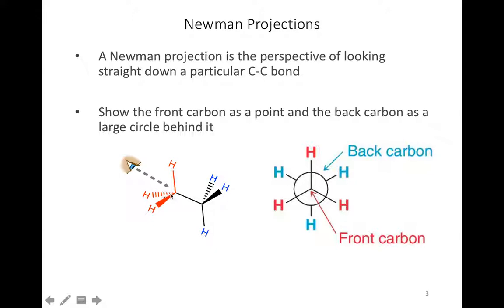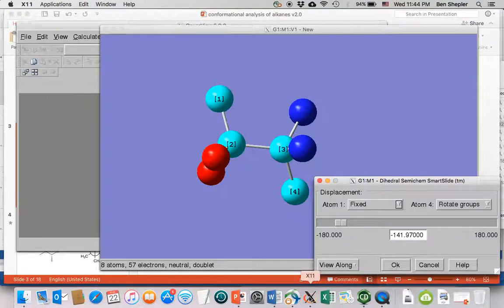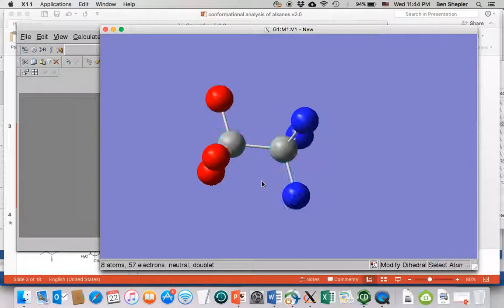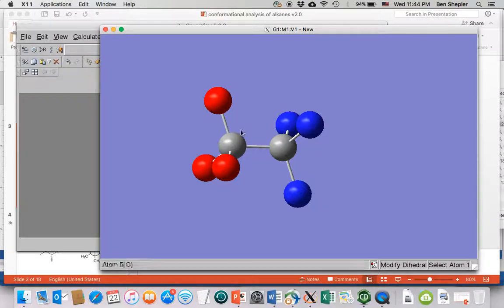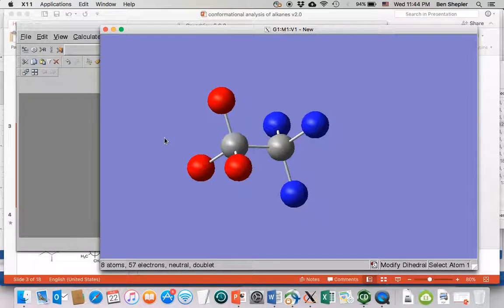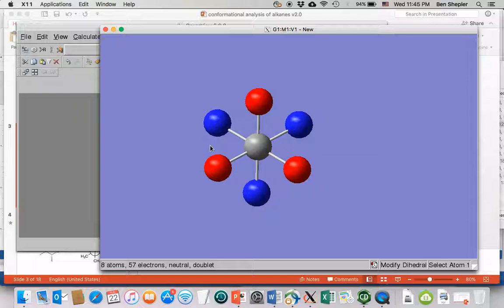So the way to imagine these Newman projections, it's as if we were looking down that single bond that we were rotating around. So if we come back to this picture here, we have the red atoms on the left, the blue atoms on the right, right. And for the Newman projection, we're going to look down this single bond. And so when I rotate the molecule, this is what we're trying to represent when we draw these Newman projections.